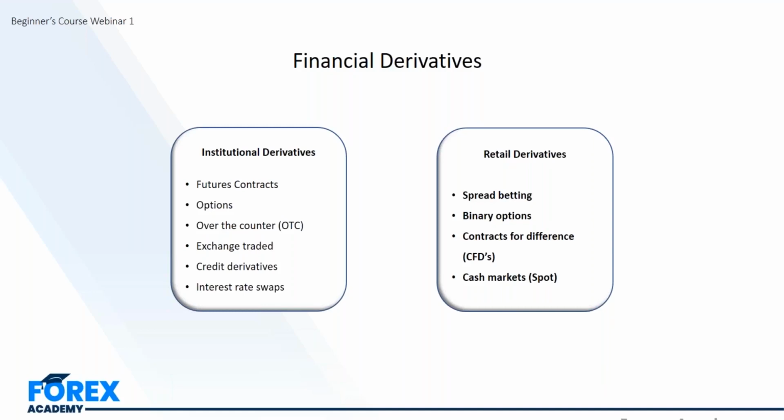On the right here, we have spread betting, binary options, contracts for difference, and cash market spots. These are more relevant to how we would trade the financial markets. First and foremost, spread betting is where you can open a spread betting account online and trade against a broker or market maker. It allows us to take small positions, perhaps 50 cents or pence per pip, on any given derivative or asset.